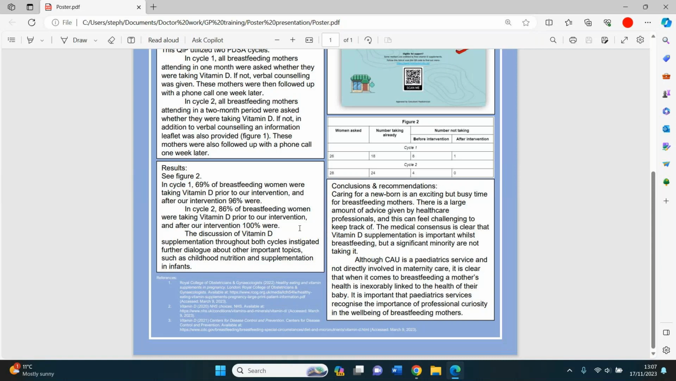And then again, in terms of taking opportunities, it was a learning point for us that although the children's ambulatory unit is a paediatric service and we're not directly involved in maternity care, actually it was a good opportunity to speak to the mums about how they were getting on. And obviously when it comes to things like breastfeeding, a mother's health is very much linked to the health of their baby.